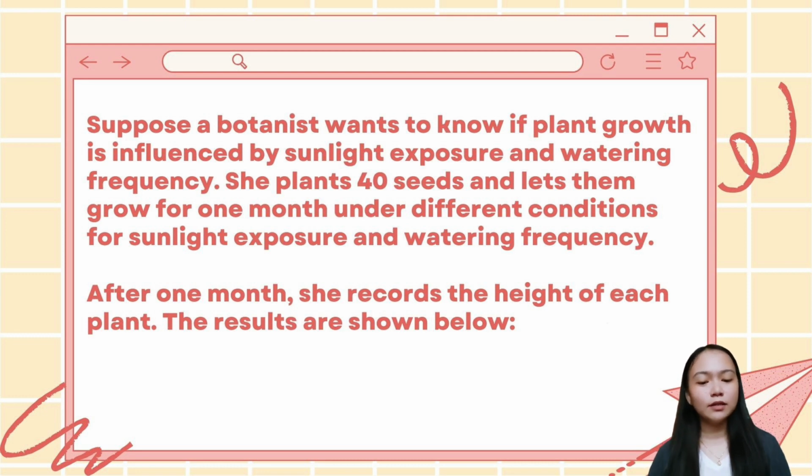Suppose a botanist wants to know if plant growth is influenced by sunlight exposure and watering frequency. She plants 40 seeds and lets them grow for 1 month under different conditions for sunlight exposure and watering frequency. After 1 month, she records the height of each plant. The results are shown below.